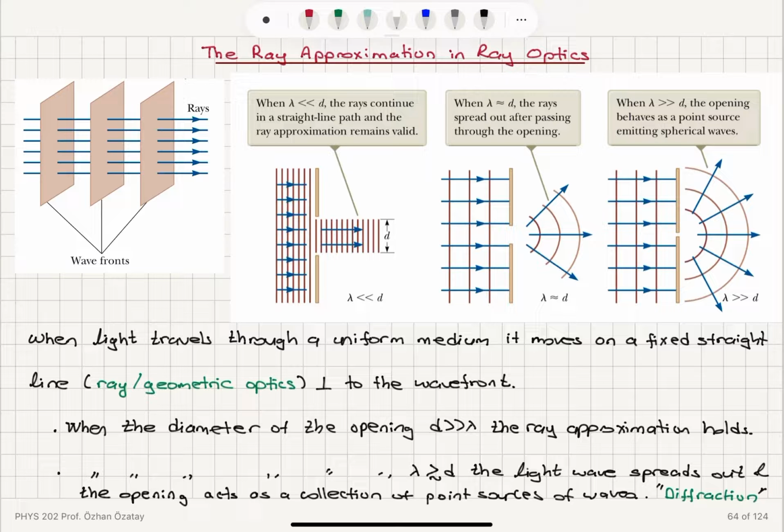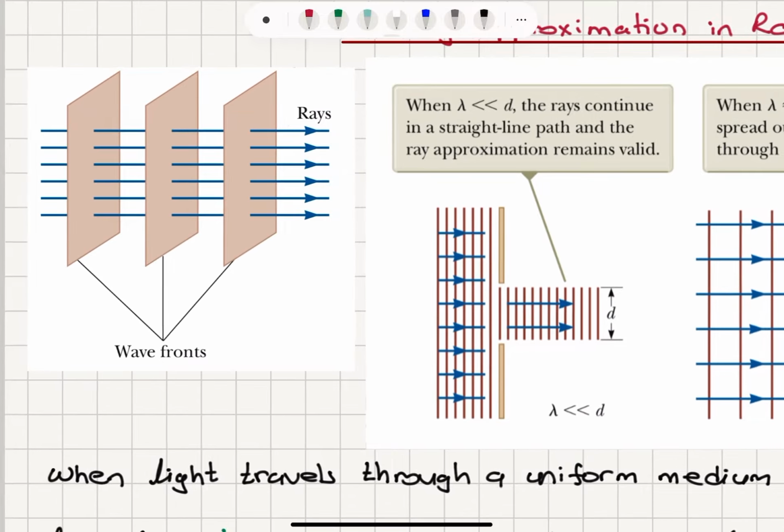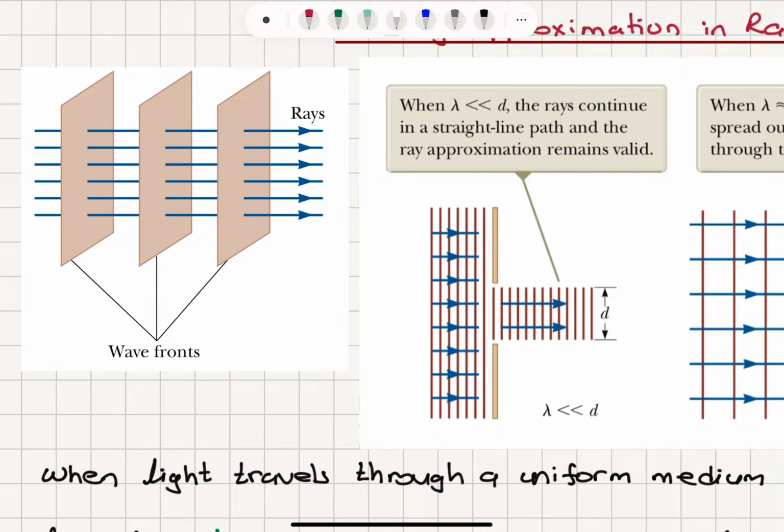The ray approximation in ray optics. When we have plane waves, as you can see, the wave fronts are planes traveling in a certain direction. We can represent this by a set of rays traveling perpendicular to these plane wave fronts.